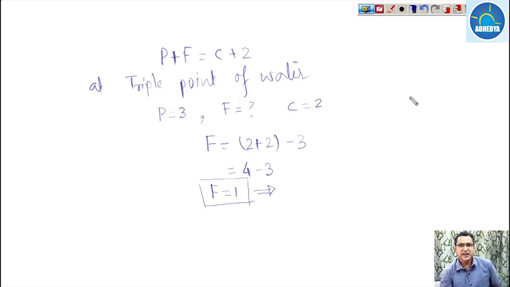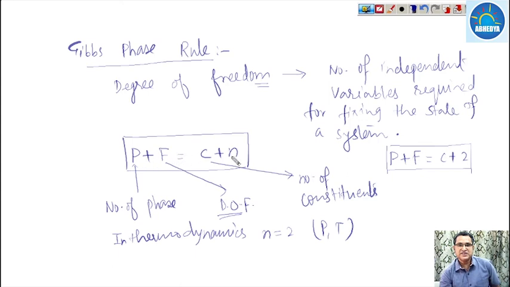Similarly, for anything, we use the Gibbs phase rule, that is P plus F is equal to C plus N, or for thermodynamics it is P plus F is equal to C plus 2. So with the help of these two, we can easily find out how many degrees of freedom are required for defining a particular state of the thermodynamic system. Okay, thank you.